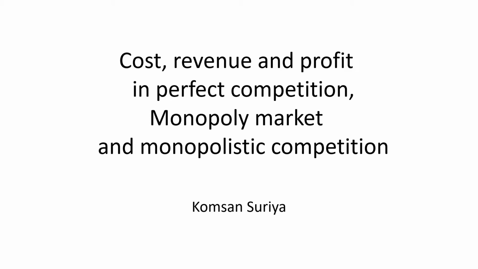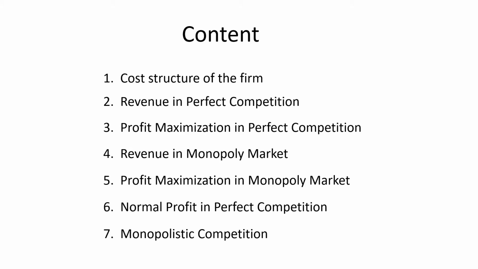Today we will learn about cost, revenue and profit in perfect competition, monopoly market and monopolistic competition. The content will be in 7 parts. First, cost structure of the firm. Second, revenue in perfect competition. Third, profit maximization in perfect competition. Fourth, revenue in monopoly market. Fifth, profit maximization in monopoly market. Sixth, normal profit in perfect competition. And seventh, monopolistic competition.